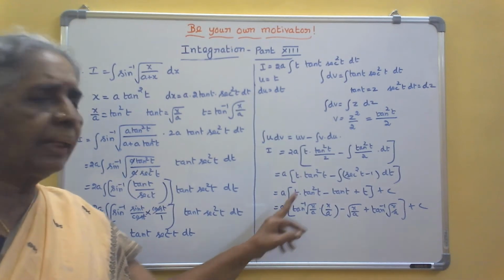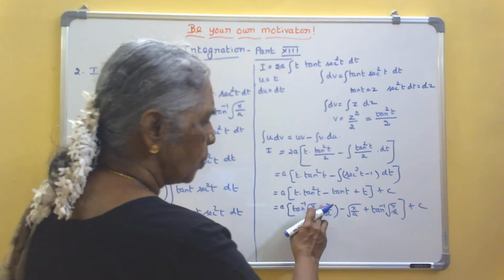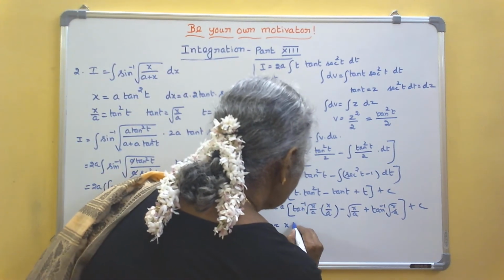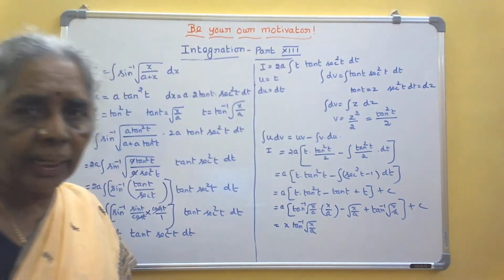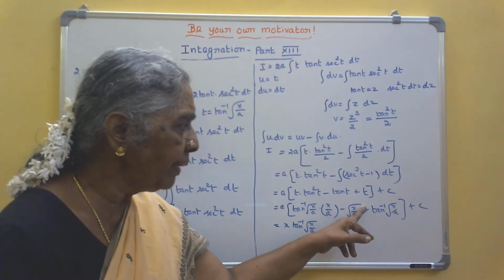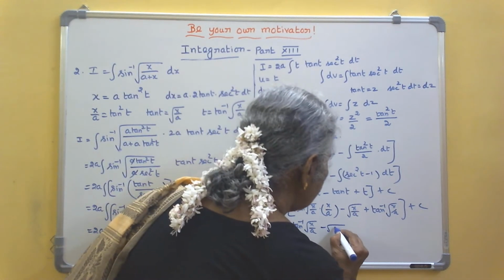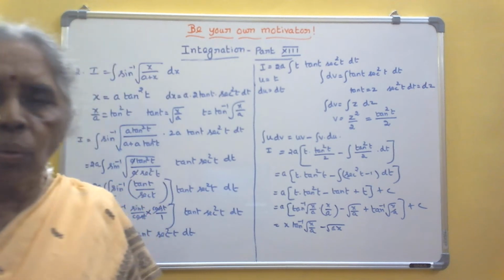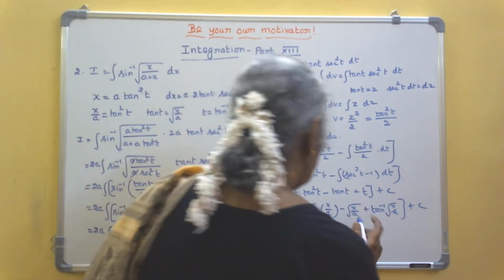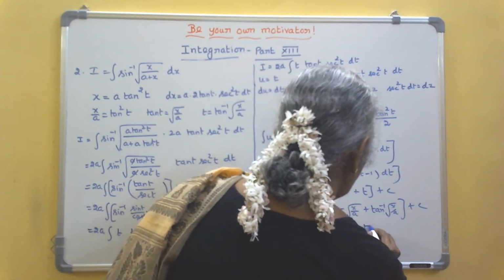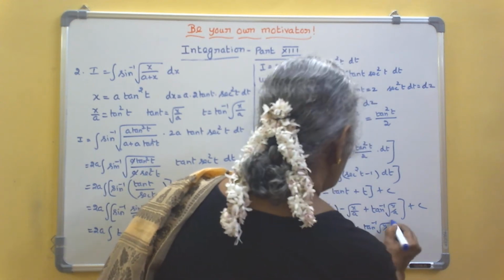Okay, we can bring the a inside now. For the first term, a and a will go, so you will get x tan inverse root x by a. For the second term, you have root x by root a. This a comes, so you will get minus root ax, because in the numerator you have a and in the denominator you have root a. Now, for the third term, you will get a tan inverse root x by a plus c.